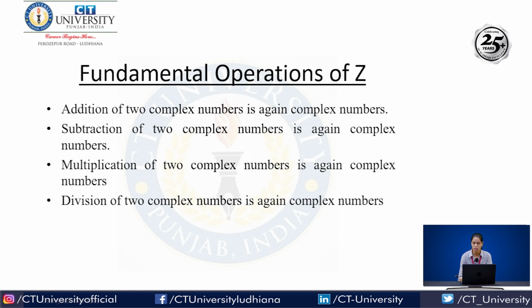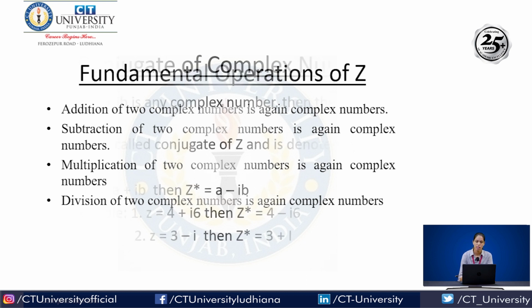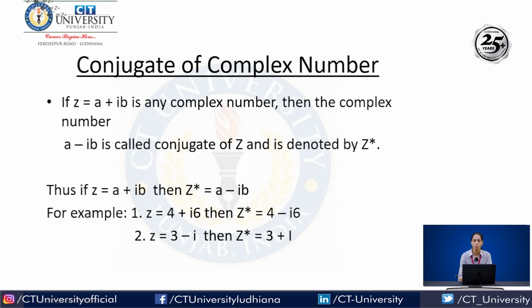So these are the fundamental operations of the complex number. Next one is the conjugate of a complex number. This is like the opposite of the complex number, and every complex number comes in a pair, because if there is a positive value then there will also be a negative value. If z equals a plus iota b, then its complex conjugate is a minus iota b. That is denoted by z star, or I can also write it as z bar.